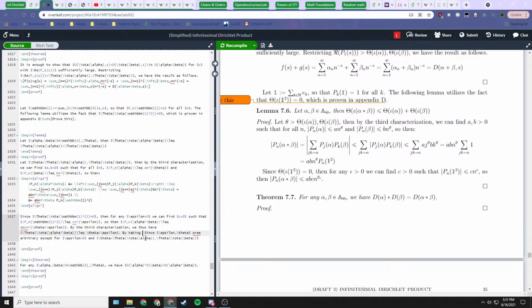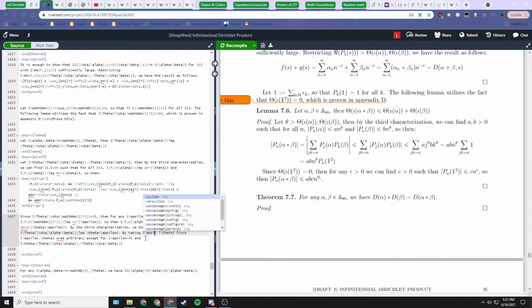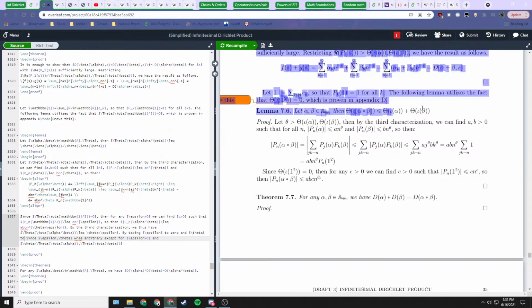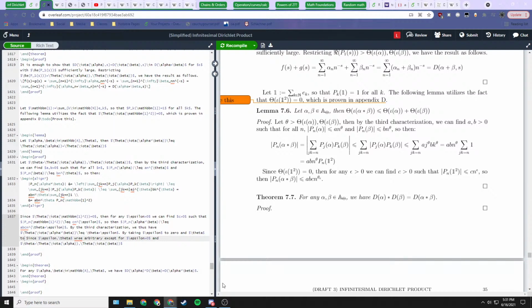By taking theta, or rather by taking epsilon to 0 and theta to, oh, that's interesting. It's not the sum. I was wrong. It's actually the minimum. Or sorry, the maximum.